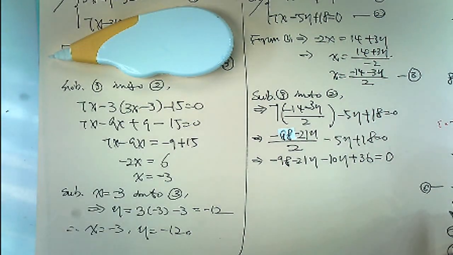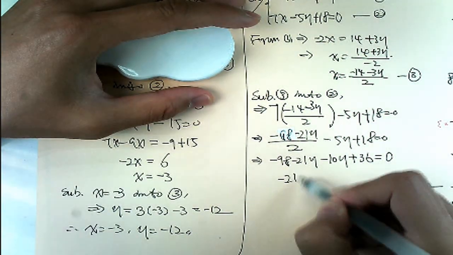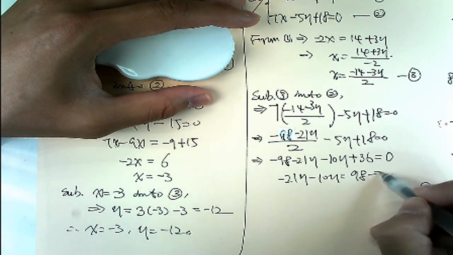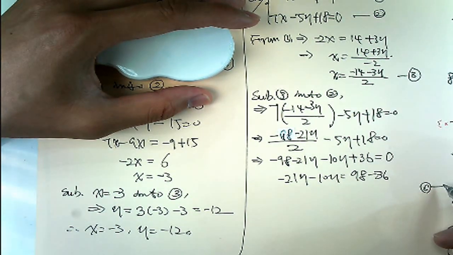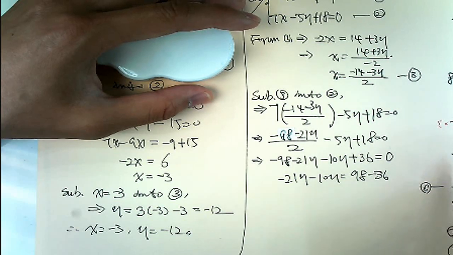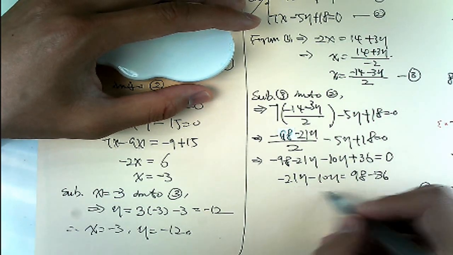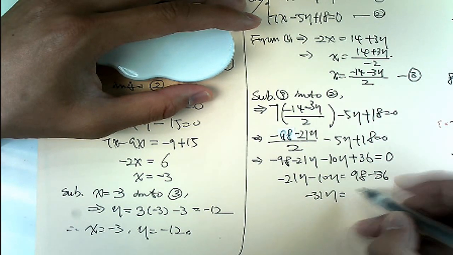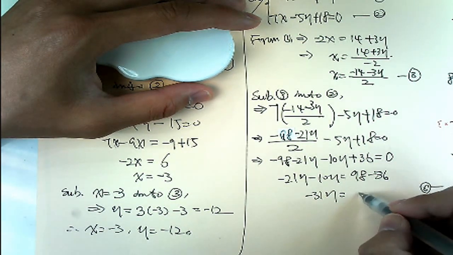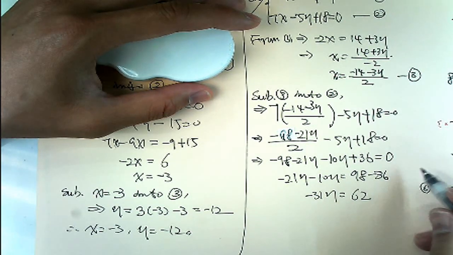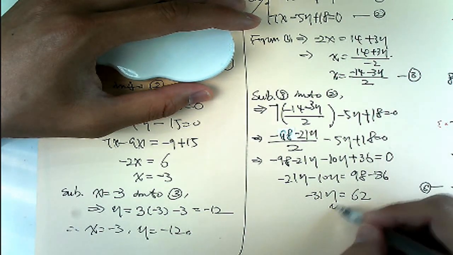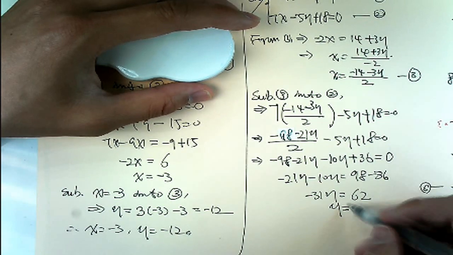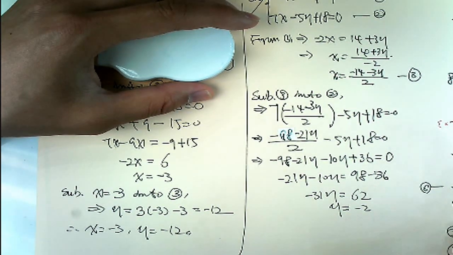Is it okay? So keep all the y terms on one side, non-y terms to the other side, mind the positive and negative sign. Is it okay? So on the left you get 31y minus, of course, and then this would be 62. Is it okay? And then divide by minus 31 both sides. Okay, you got minus 2.